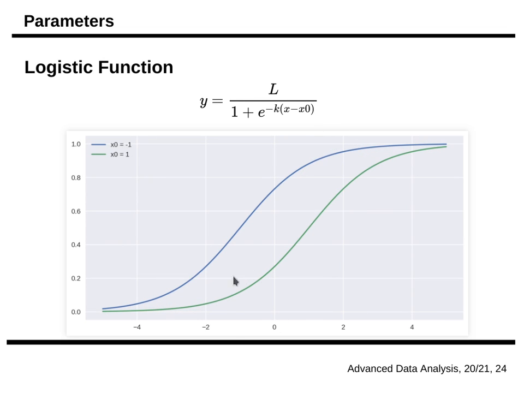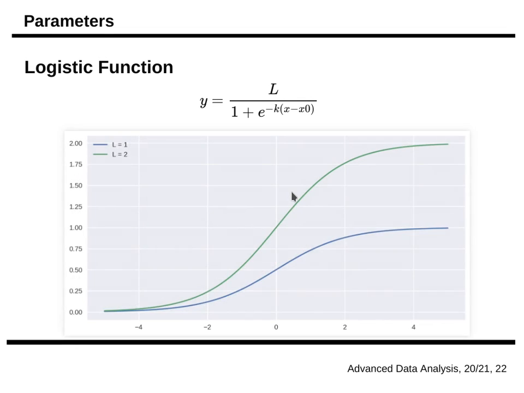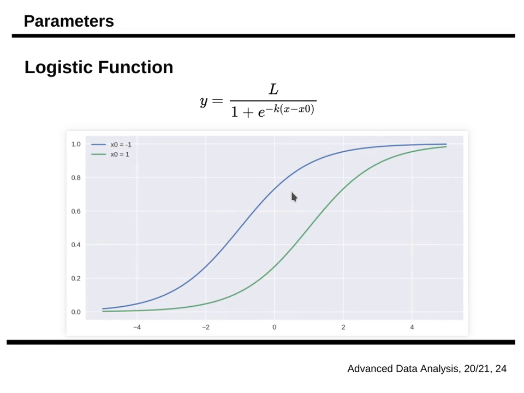X0 determines where the midpoint on the x-axis is for the curve. So if we have an x0 of -1, the midpoint will be here. If we have an x0 of 1, the midpoint will be here. So by changing these parameters, we can change the shape of the curves, how high it is, how steep it is, where it's adjusted on the x-axis.